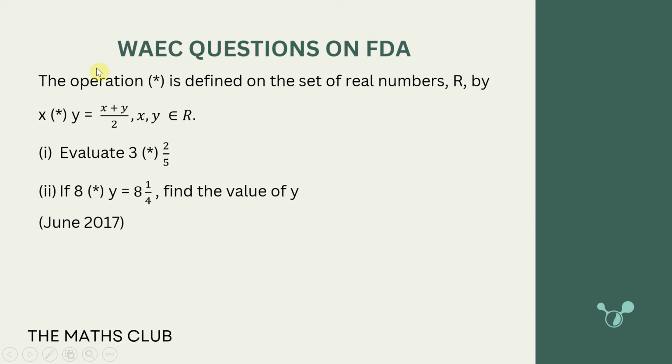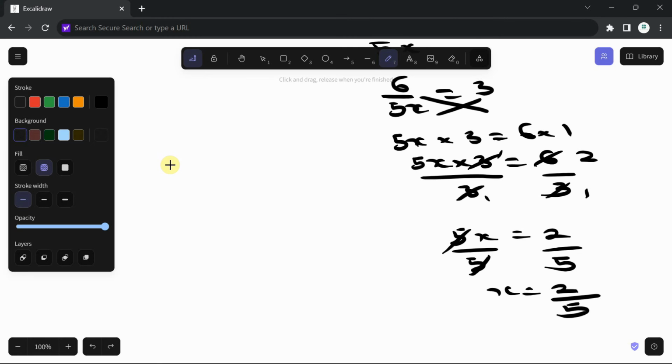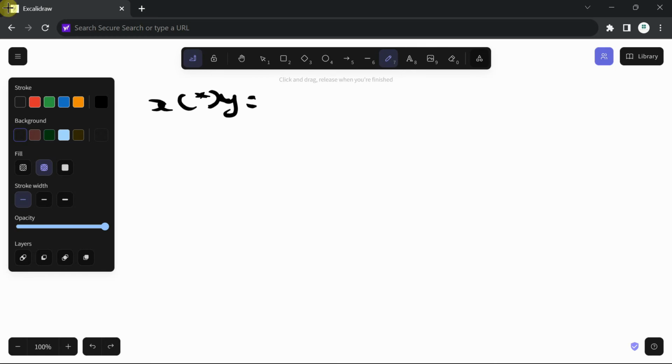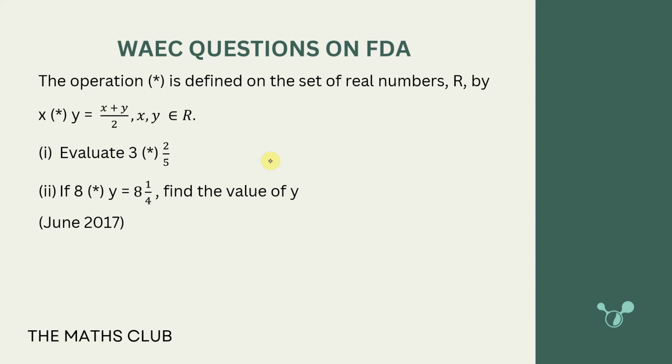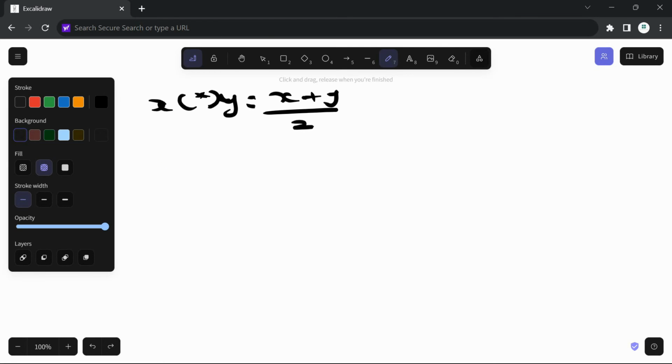The next question is saying the operation star is defined on a set of real numbers by x star y is equal to x plus y over 2. And it said x and y are members of real numbers. Real numbers are positive, negative, fractions, and all those things. Right, so it says we should evaluate 3 star 2 over 5. First off, we need to write the definition, right? X star y is x plus y all over 2. So 3 star, let me put this in brackets, 2 over 5.